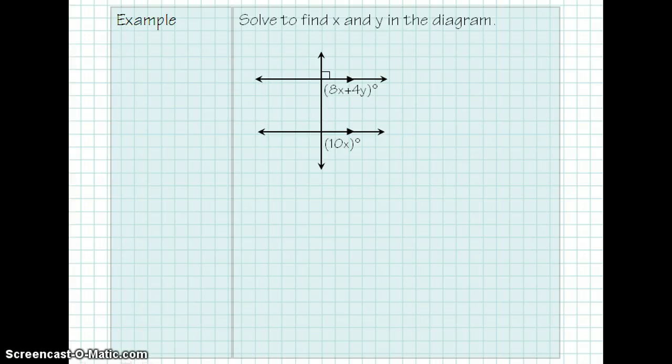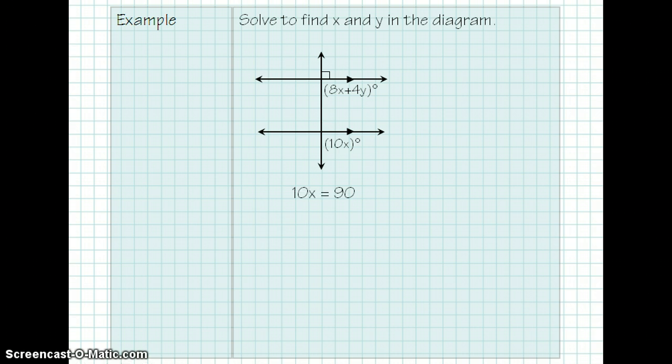So for example, I've got these two lines that are parallel, and one of them is perpendicular to one of the parallel lines, which means it's perpendicular to the other one. And I want to solve for x and for y. Well, this one here is a problem because I have x and y in the same expression. But this one down here, I only have an x. So I'm going to solve for x first, and then I can plug it in and solve for y. That's the plan.